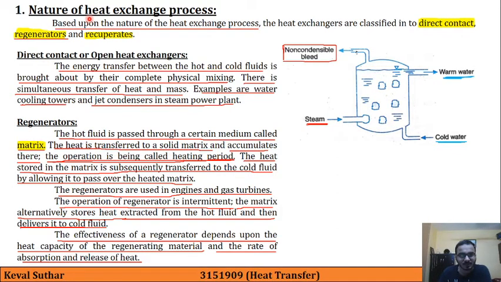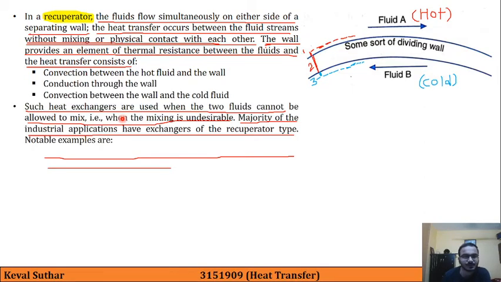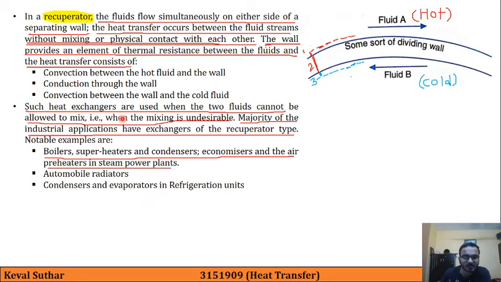First is according to the nature of heat exchange process, which is first is direct contact or open heat exchangers where two fluids are mixed fully. Next is regenerator, where some matrix is there in which heat is first transferred to solid matrix from the hot fluid. The heat energy is stored in this matrix and then it is given to the cold fluid. Next is recuperator, which is not having any kind of physical contact between two fluids, and these are the examples for the same.